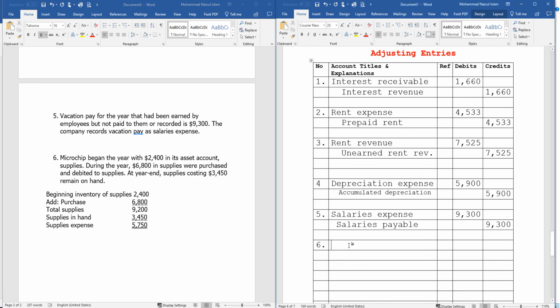So this is very simple. Supplies expense debit, supplies credit. So 5,750.